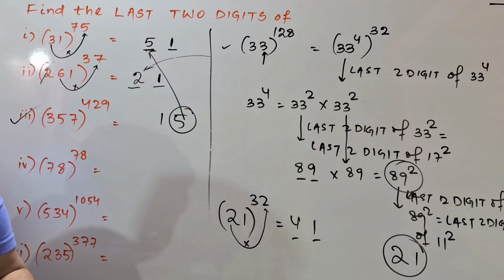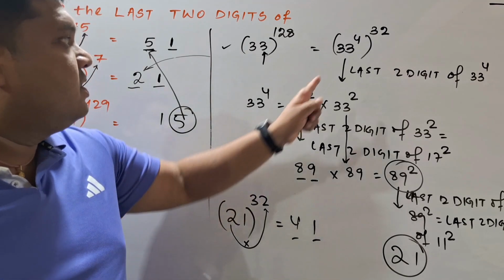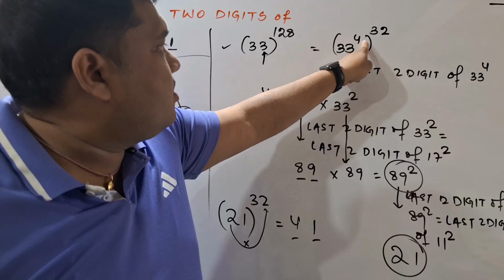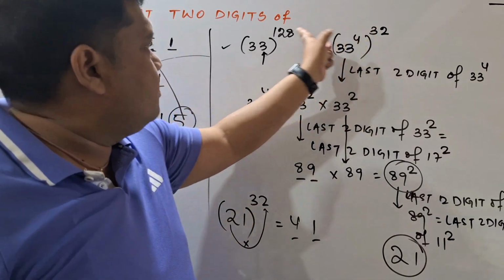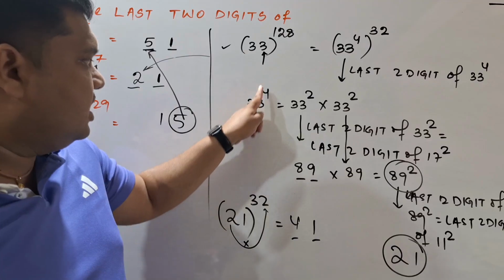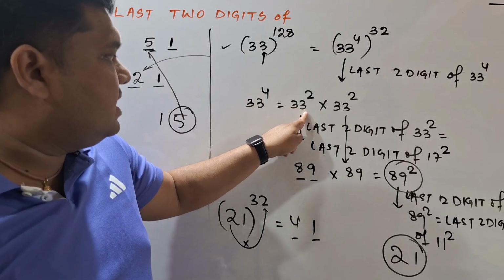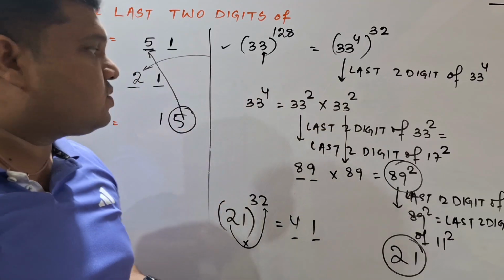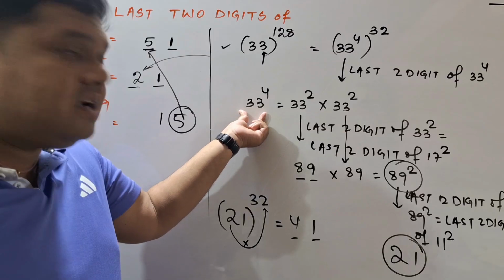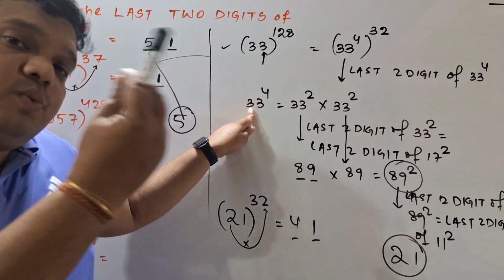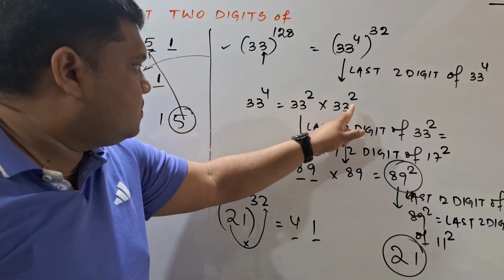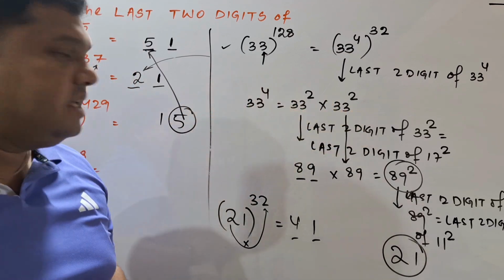Cross check all these values. What do I do? This can be written as 33 to the power 4 to the power 32. Now, because if you multiply, you get 128. 33 to the power 4 can be written as 33 square into 33 square. Why? Because what is my objective? Now find the last two digits of 33 to the power 4. So I write in this way, 33 to the power 4 can be written in this way.